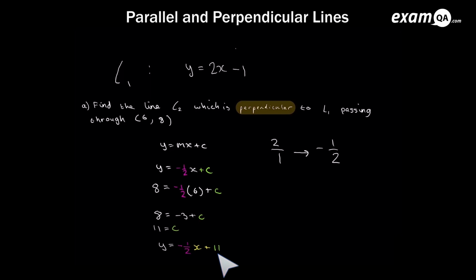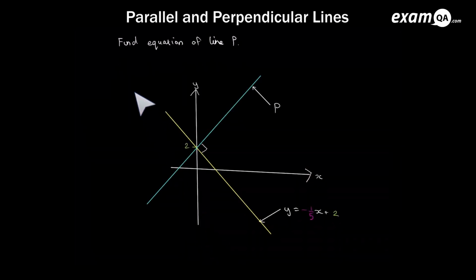Okay, so here we have to work out the equation of line P. And we can clearly see it's perpendicular to the other line which we have the equation of, which is y equals minus a fifth x plus 2. Okay, since they're perpendicular, we can work out the gradient. So we're going to take that gradient of the other line, which is minus 1 over 5. We're going to flip the fraction, which will make it 5 over 1, which is just 5, of course, and change the sign, so it'll be positive now. So the gradient of line P will be 5.